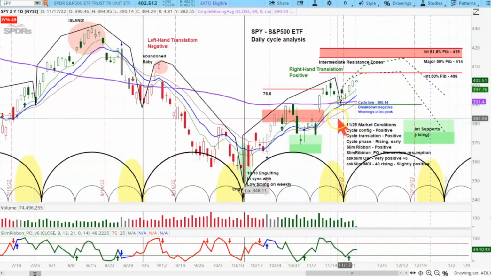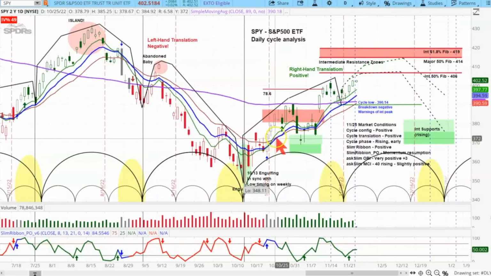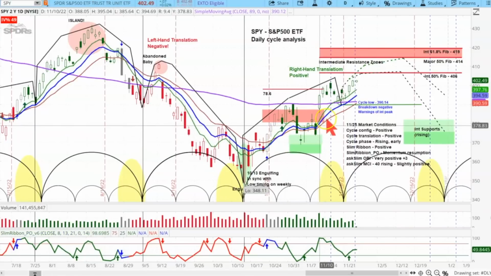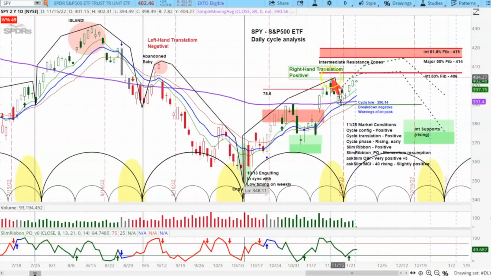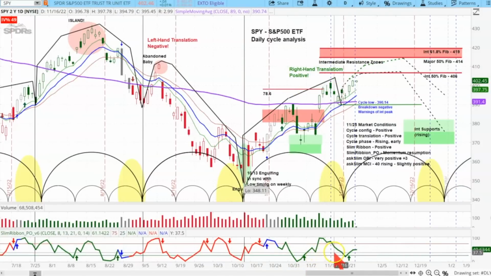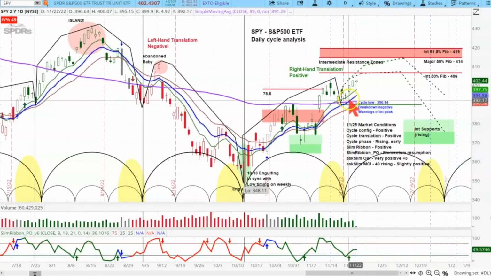The low made right in the middle as we expected, and then the market moving up again. The slim ribbon right over here turned positive right up over here, and then stayed positive through this little dip right there and has given you indications that the energies were still strong on the upside. That is what made this right-hand translation. The slim ribbon PO on the bottom right over here, which is our momentum indicator from the slim ribbon and gives you resumption signals, gave you a resumption signal right here that it was likely to continue up.